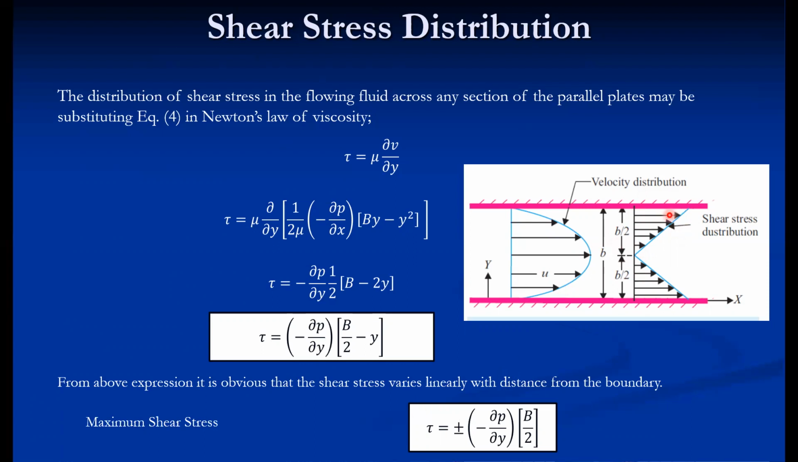We can say when we put y equal to b/2, and if we put y equal to 0, this is acting towards the other side. So they are opposite to each other. Otherwise, only the directions are different, and the variation remains the same. Just consider this printing mistake. It is minus ∂p/∂x, not ∂p/∂y. So this is the maximum shear stress, and this is the distribution of shear stress across the cross section when fully developed flow takes place between fixed parallel planes.